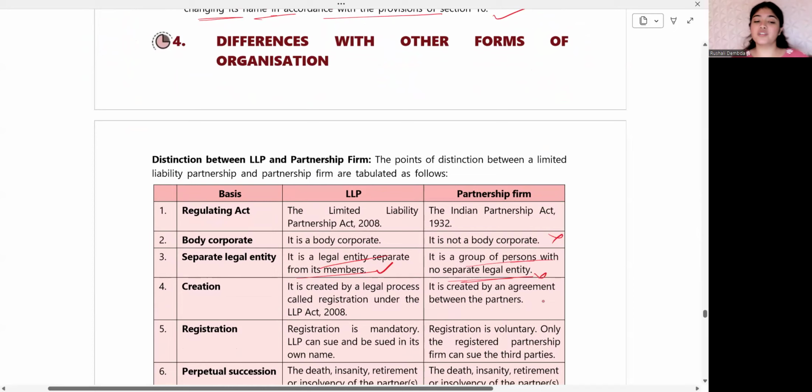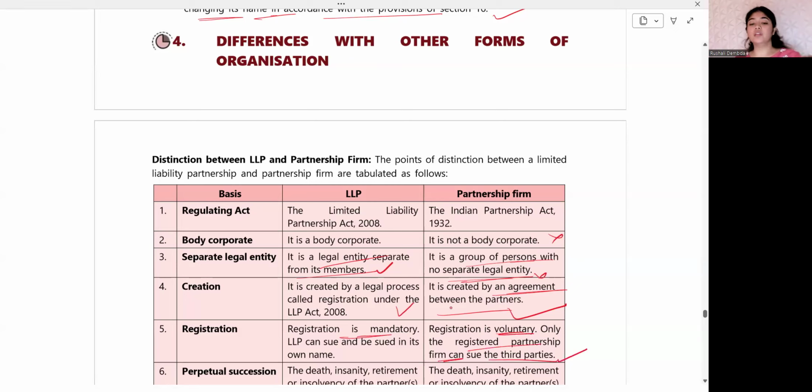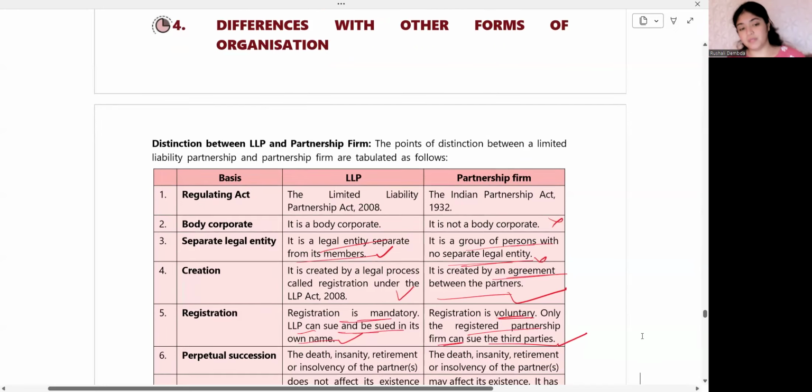Creation: LLP is created by a legal process of registration under the LLP Act, and partnership is created by agreement between the partners. Registration is mandatory for LLP; here it is voluntary. We learned in the previous class that only a registered partnership firm can sue third parties, and LLP can sue and be sued in its own name. If LLP is there, you can sue the LLP, and LLP can also sue other people.